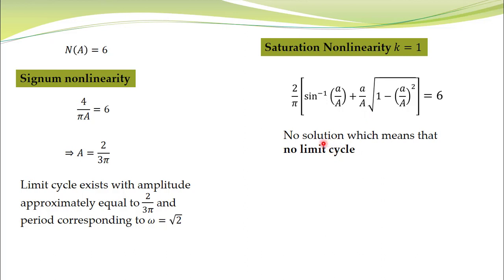Why do we say that there is no solution to this equation? Because this quantity on the left hand side is always less than or equal to 1. Whatever is the value of A, this quantity will always be less than or equal to 1. So this equation can never be satisfied for any value of A. Hence, no solution exists to this equation, which means that no limit cycle exists in this particular system.